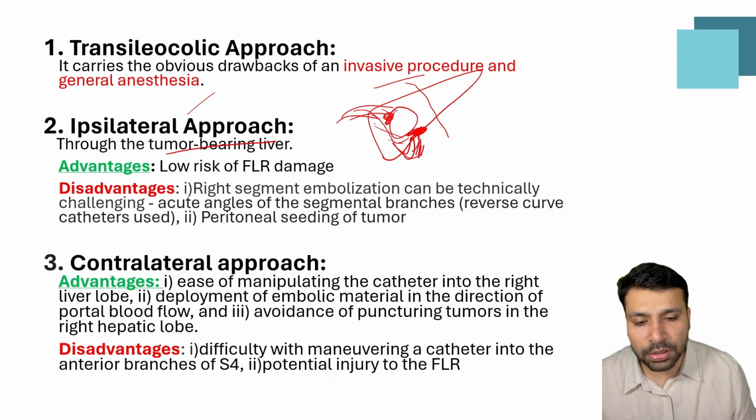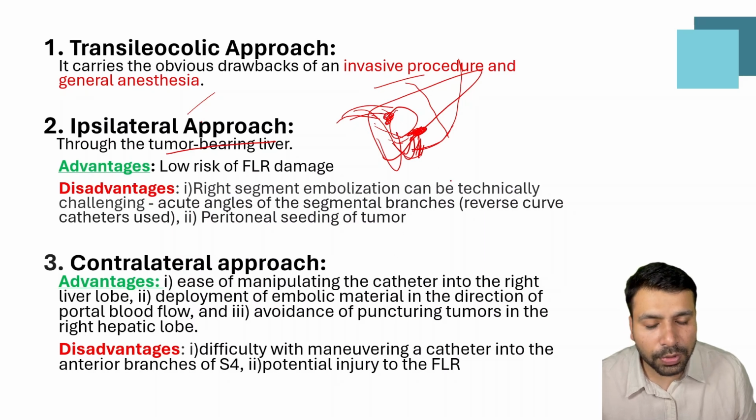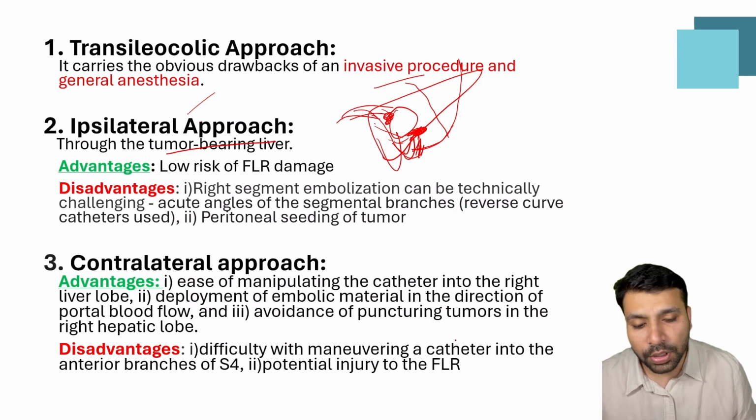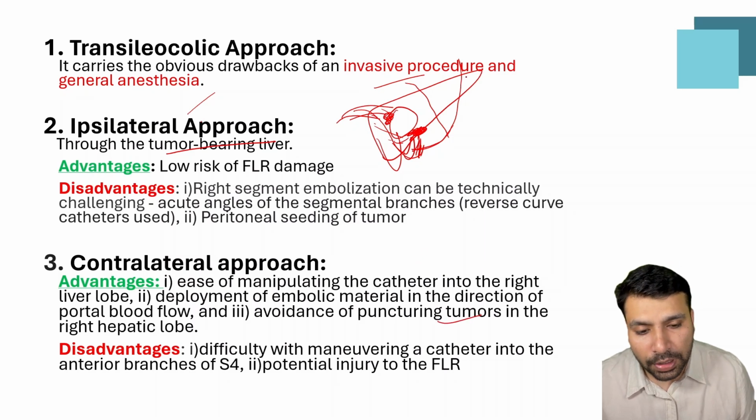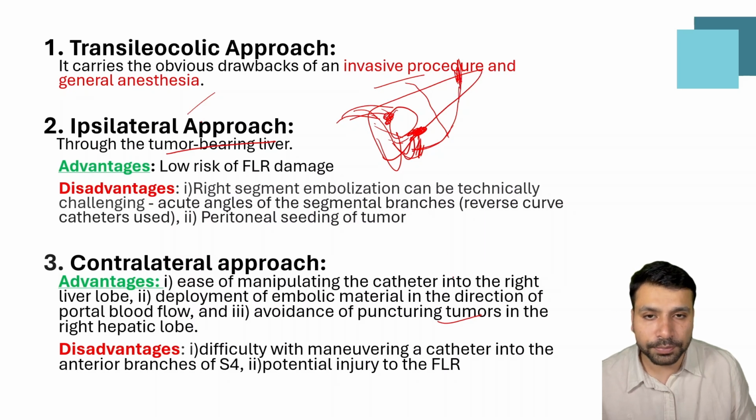The opposite is true for the contralateral approach. The advantage is that it's very easy. If the tumor is here, you are going through here, so you have easy access. You can easily access this part. You don't have acute angles, so this is very easy manipulation. Deployment of embolic material is in the direction of the portal vein and not opposite to it, and you avoid puncturing the tumor, so no peritoneal seeding. But now here you are damaging the FLR.